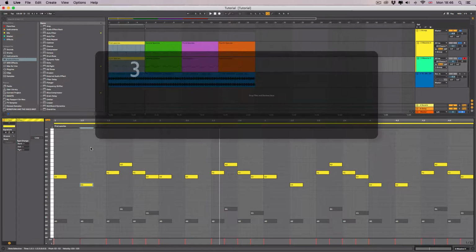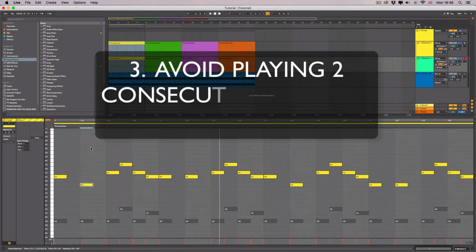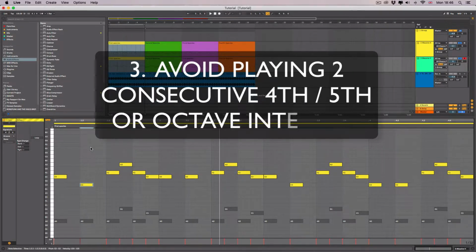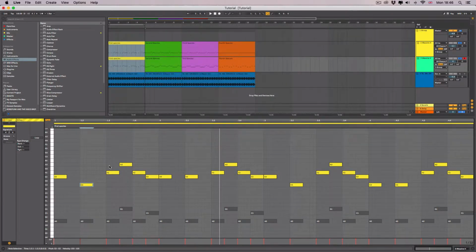Number 3, avoid playing 2 consecutive fifth or octave intervals, and avoid playing 2 consecutive fourths as well. So this would be if we had a fifth interval twice in a row. This is what the rule implies. Avoid doing something like that.